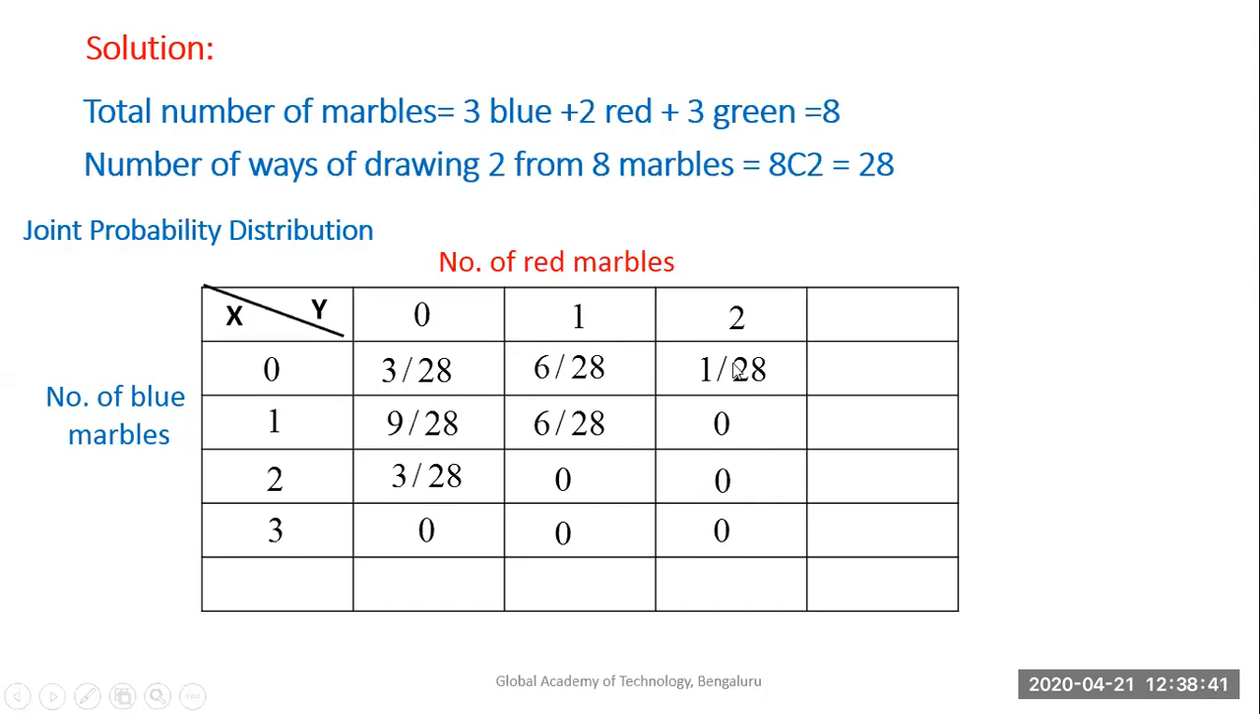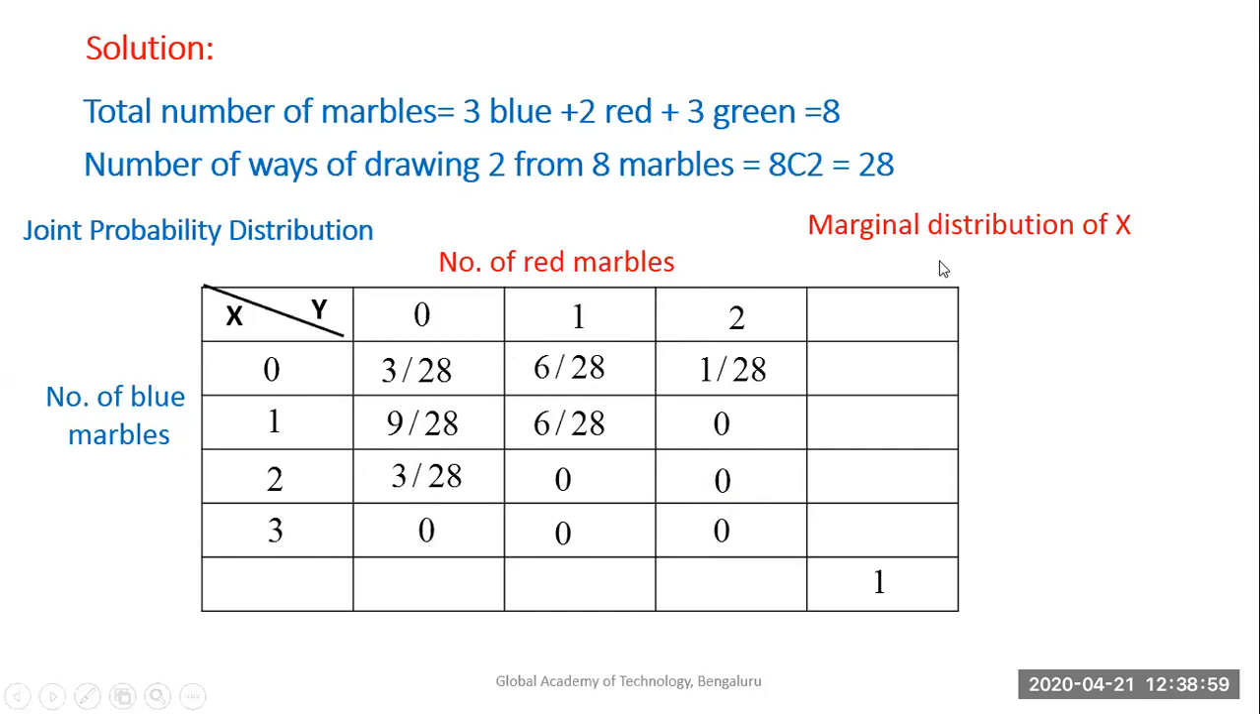And again, if you observe, the total sum is going to be 1. So 3 plus 6, 9, 10, 19, 25, 28 by 28, we get the sum as 1. So this represents the joint probability distribution.